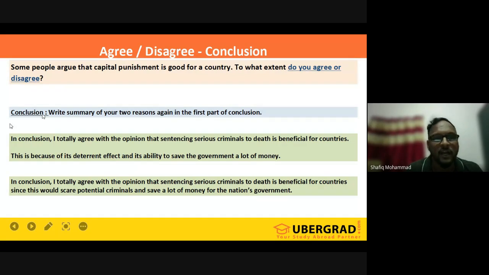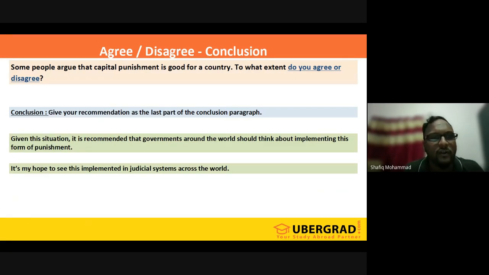Okay. Yes. In conclusion, I totally agree with the opinion that sentencing serious criminals to death is beneficial for countries. This is because of its deterrent effect and its ability to save the government a lot of money. Another conclusion is, in conclusion, I totally agree with the opinion that sentencing serious criminals to death is beneficial for countries since this would scare potential criminals and save a lot of money for the government. Again, nation's government is not required.